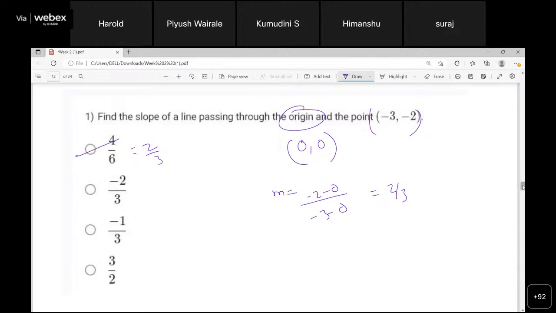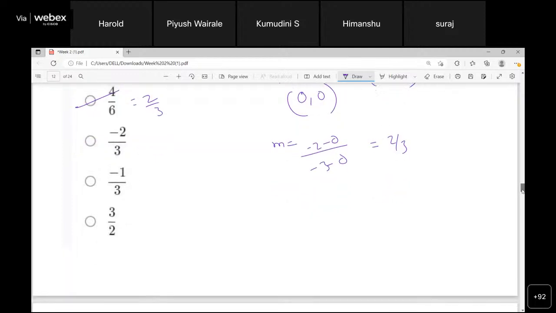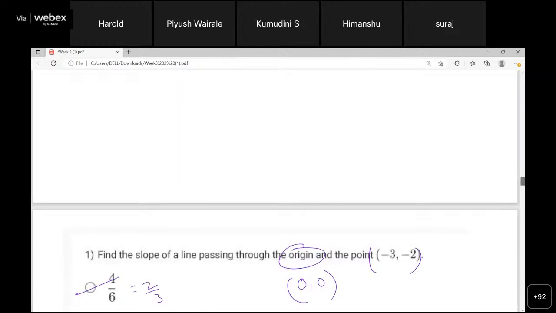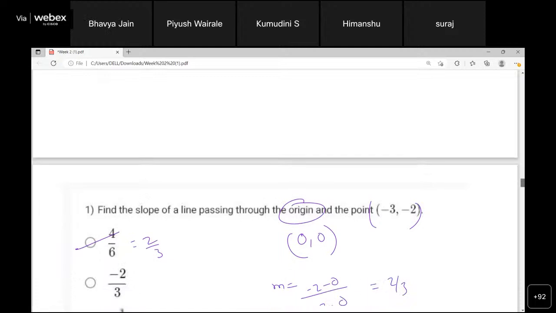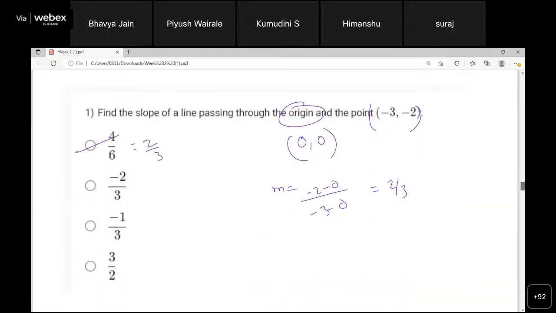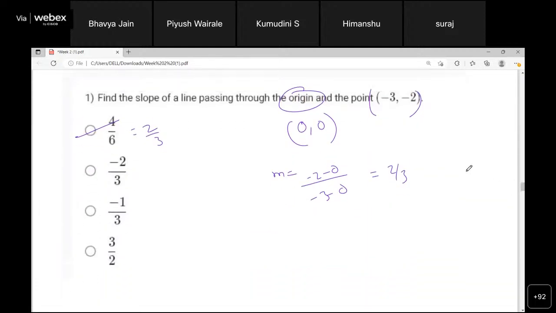Anyone, any doubt in this part? How to find the slope if we are given 2 points? Why is it 4 by 6? Our ratio is 2:3, right? We can divide and multiply by 2, same thing. Even if it's 8 by 12, it is still correct. Equivalent ratios, all are correct.